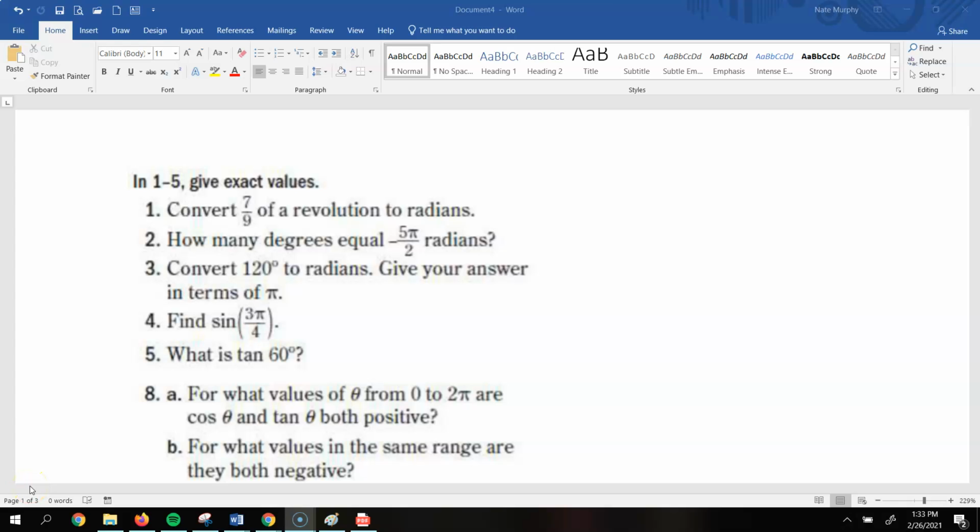All right, let's look at the review for your test. We're going to start with the self-test section here. This is number 1. It says we're going to convert 7/9 of a revolution to radians.